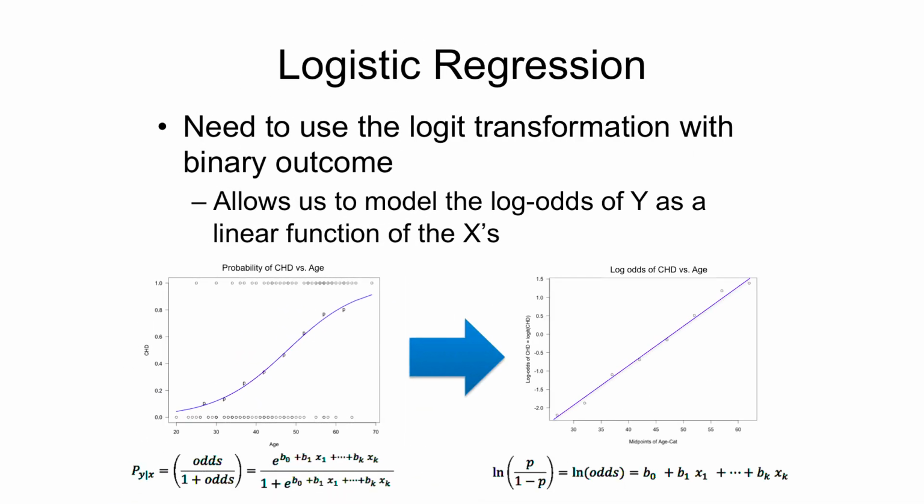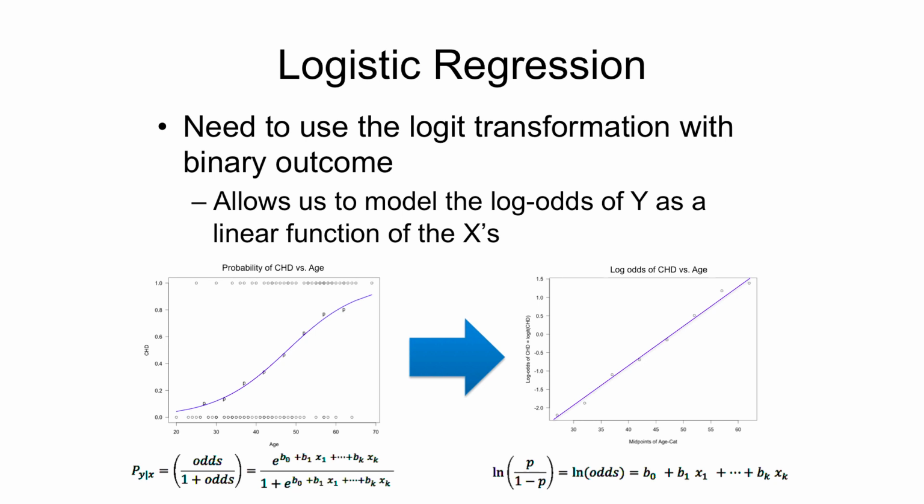Remember that when we have a binary outcome, we need to use the logit transformation. This is because the relationship between x and the probability of a binary outcome is not linear. It has more of an S shape. We want this to look like a linear function, so we use the logit function to link our nonlinear model to a linear model. This allows us to fit the log odds of a binary outcome as a linear function of the x's. Looking at the log odds is helpful because it gets us on the scale of a linear function, so it allows us to fit a line.